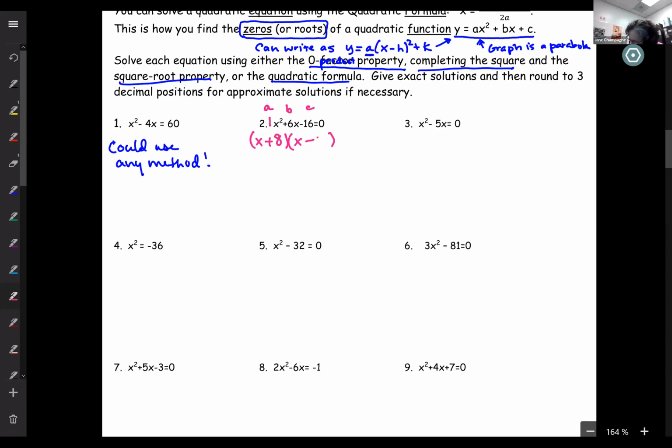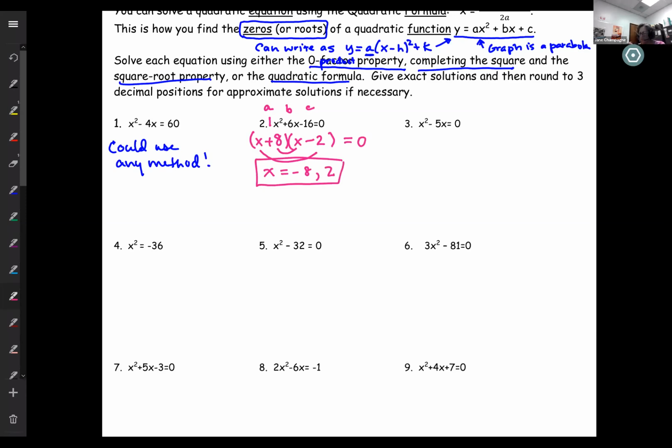8 and 2. With the 8 positive, that works, doesn't it? 8x minus 2x. All right, so x is negative 8 or positive 2. So you see how using factoring can be a lot quicker.